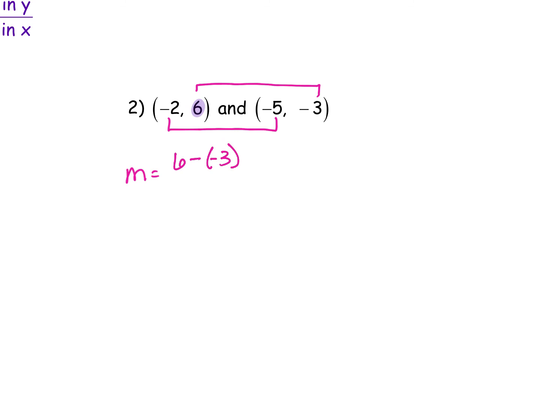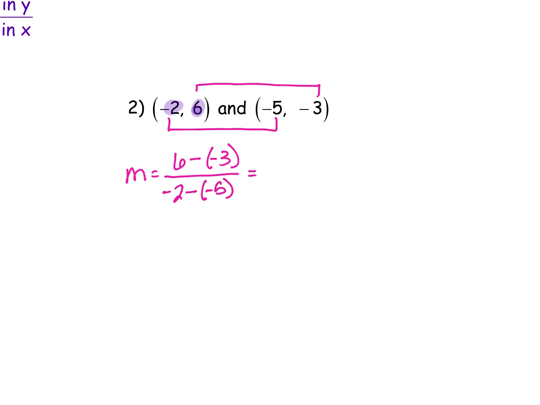Over divided by which x comes first? -2 or -5? -2, because I chose the 6. I chose this y, so I have to use this x first. So it's going to be -2 minus -5. I'm just giving you a strategy to take care of that negative sign. Always put the negative inside a parenthesis.